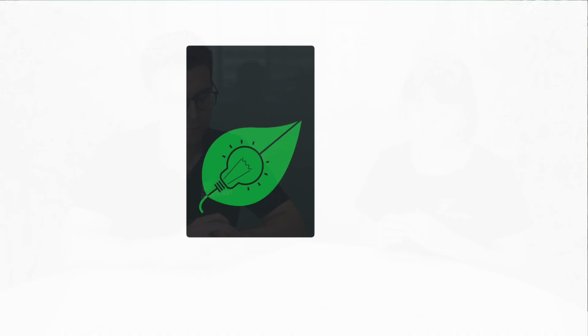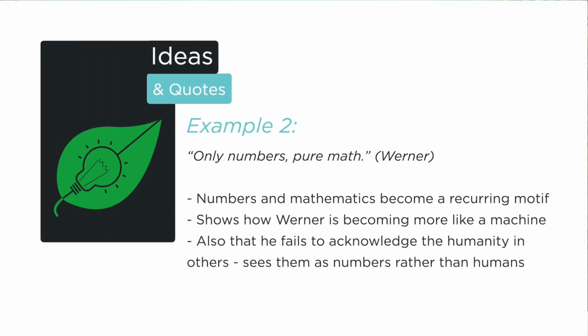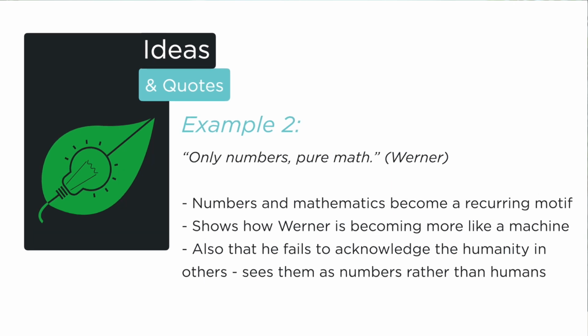So as he's doing this, he's a little bit conflicted about it. He's like, the math that I'm doing is going to kill people. But he just keeps telling himself, it's only numbers, pure math. So that quote, only numbers, pure math, is repeated a few times, so that becomes a recurring motif. So recurring motif is our technique there. So what's that showing us? So I think, one, it's showing that innocence is now passing, and Werner's becoming more like a machine. I mean, machines, in terms of computers themselves, operate in zeros and ones.